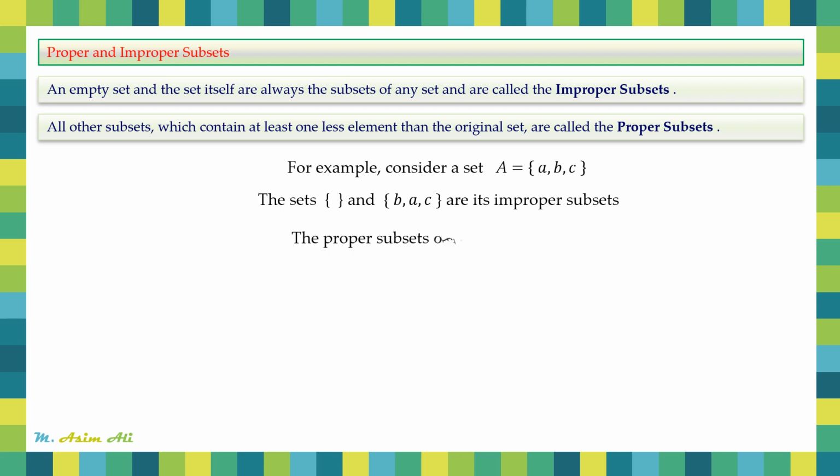And all other subsets which we make from this set, taking some of the elements of A, will be proper subsets of A. When we take some of the elements of A, we will not take all the elements at a time, so we can miss one element or two elements and make subsets. For example, single elements A, B, C, and then double elements A, B, B, C, and A, C. These are all proper subsets of the set A.